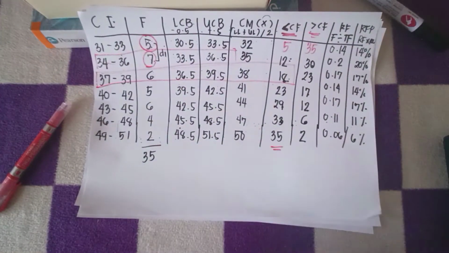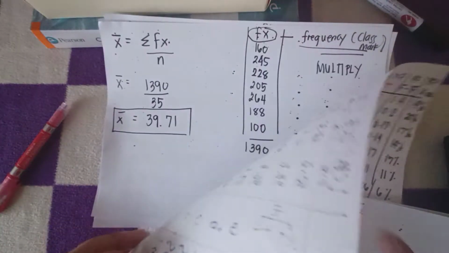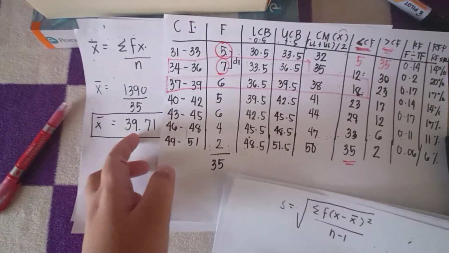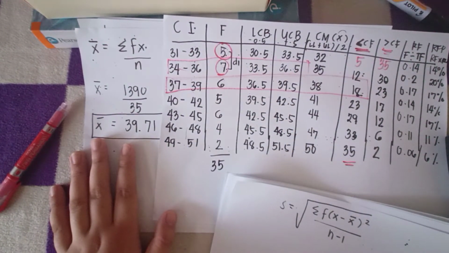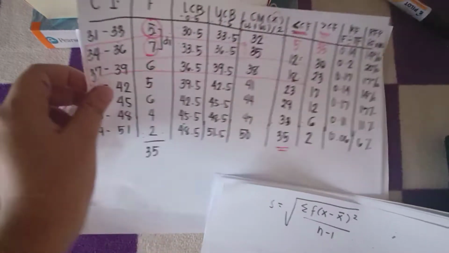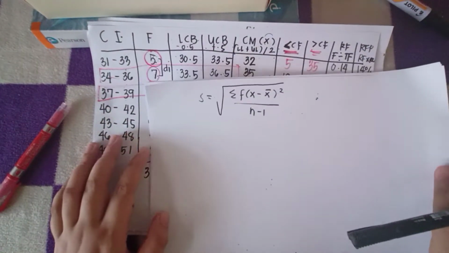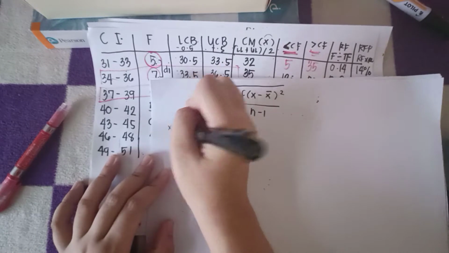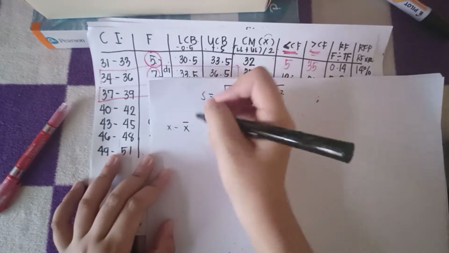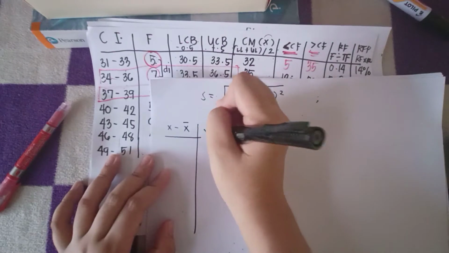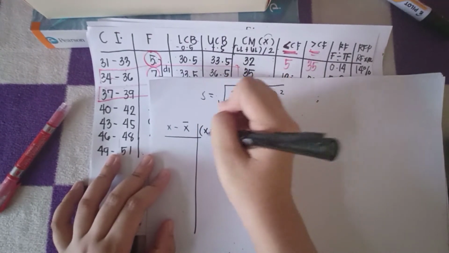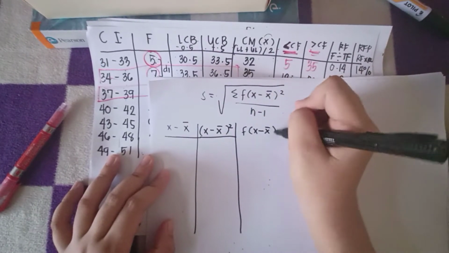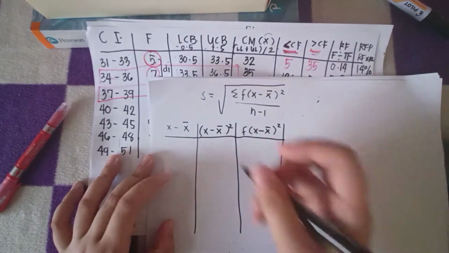Nakuha natin yung ating mean. So, yung ating mean is 39.71 based on our given computation earlier. So, ngayon, kunin natin yung standard deviation. Pero bago natin makuha yung standard deviation, kailangan muna natin kunin yung x minus mean, and then eventually yung ating x minus mean squared, and then yung ating f times x minus mean squared. Kunin muna natin yan.